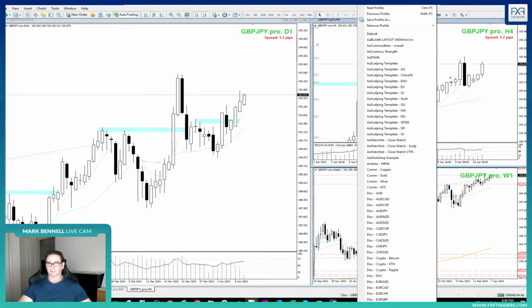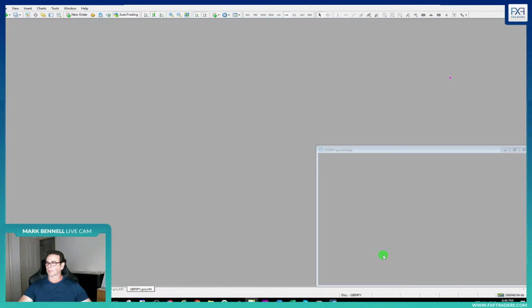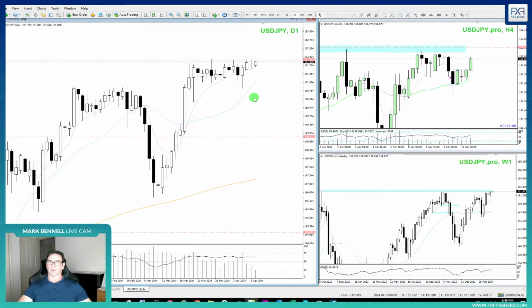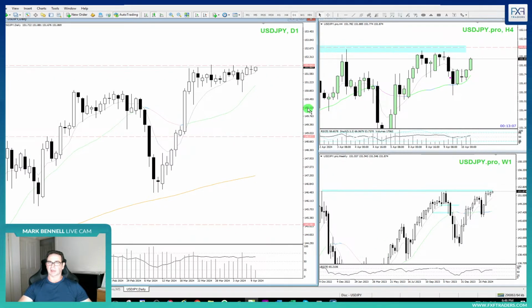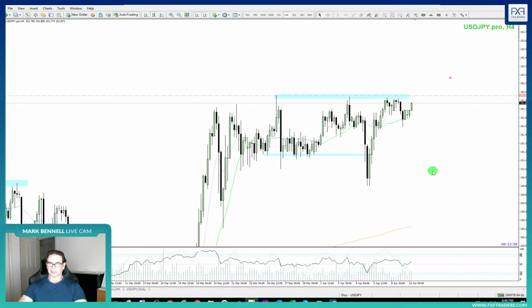Dollar yen. Remember we spoke about this yesterday. Still testing this high. There's a lot of pent-up energy here.